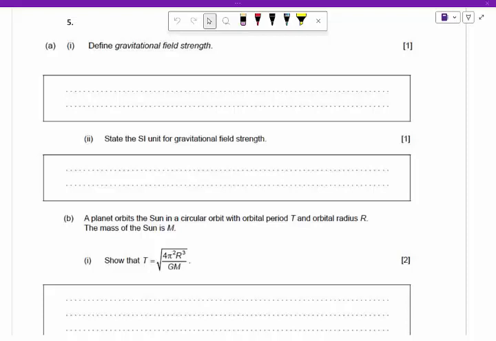This video will go over question 5 in the 2024 April exam for year 12. The first part says define gravitational field strength. So here it's important to learn the key definitions.